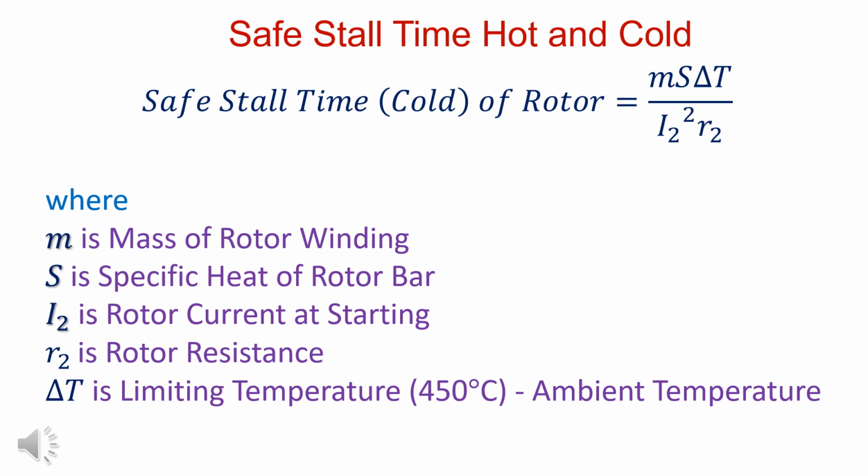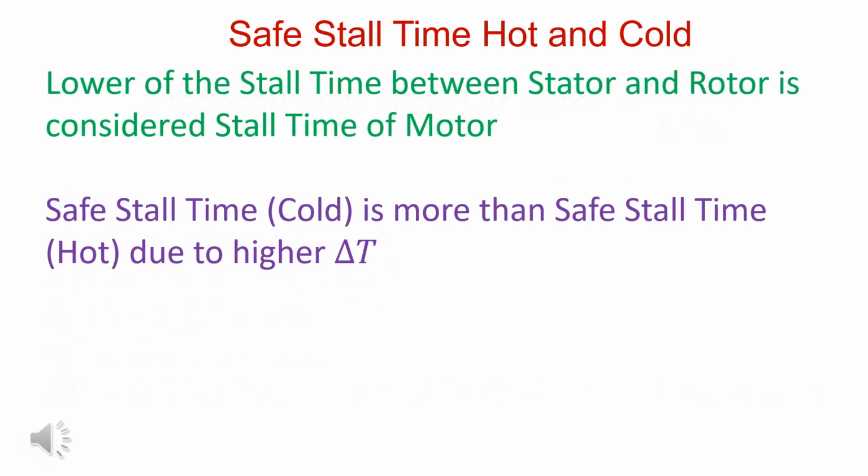For calculating start time cold of rotor, delta T is equal to 450 degrees minus ambient temperature. Start time of motor is the lower of start time of stator and rotor. Start time cold is higher as delta T is higher in this case.